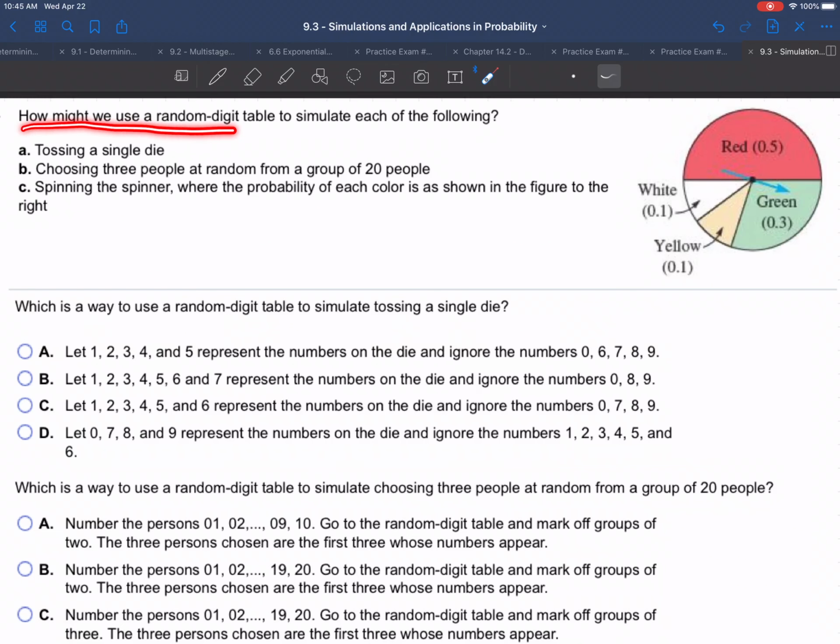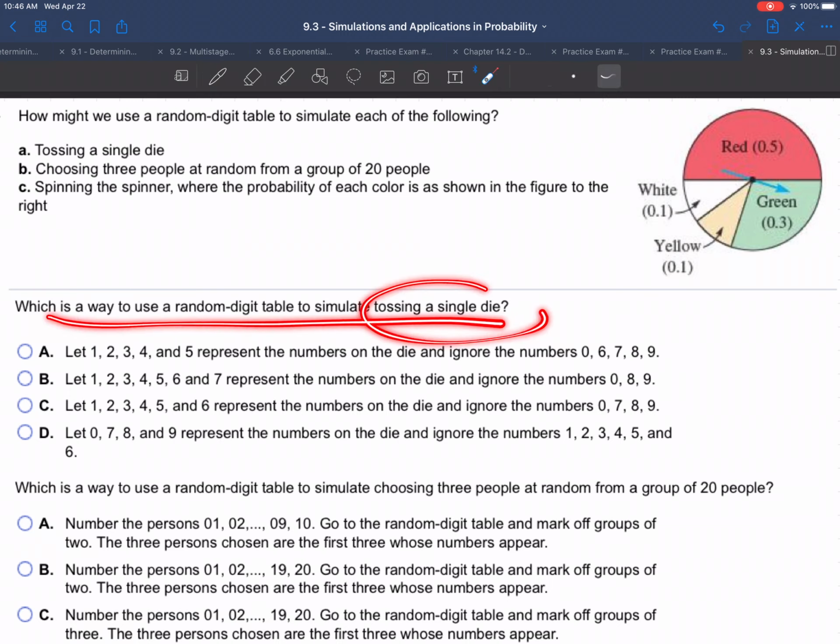How might we use a random digit table to simulate each of the following? So, first off, tossing a single die. So how can a random digit table help us do that? Well, here's the options down here. So tossing a single die. What are the answers going to be here?